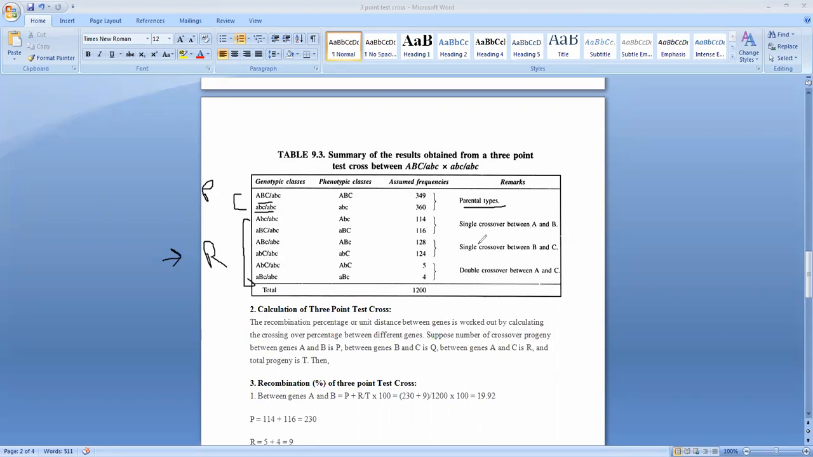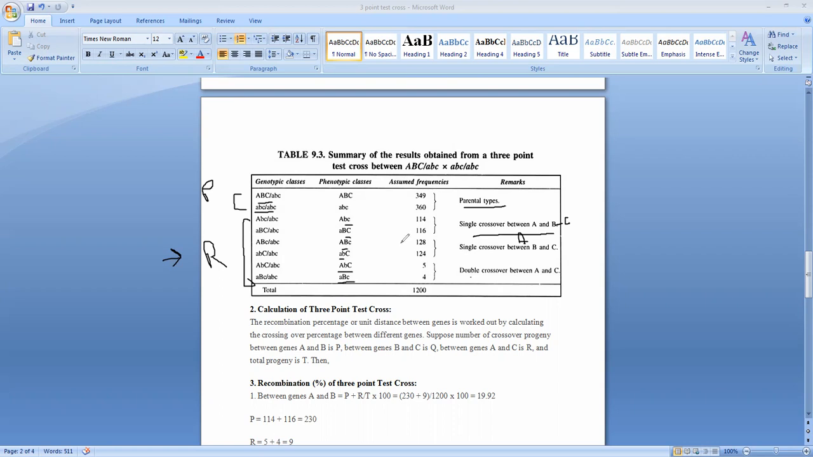If the crossing over is between A and B, then A and B are crossing over with each other, but B and C are linked. Here B and C are linked. If it is between B and C, then A and B are linked. Here A and B are linked. If it is between A and C, then this is the double crossover situation.